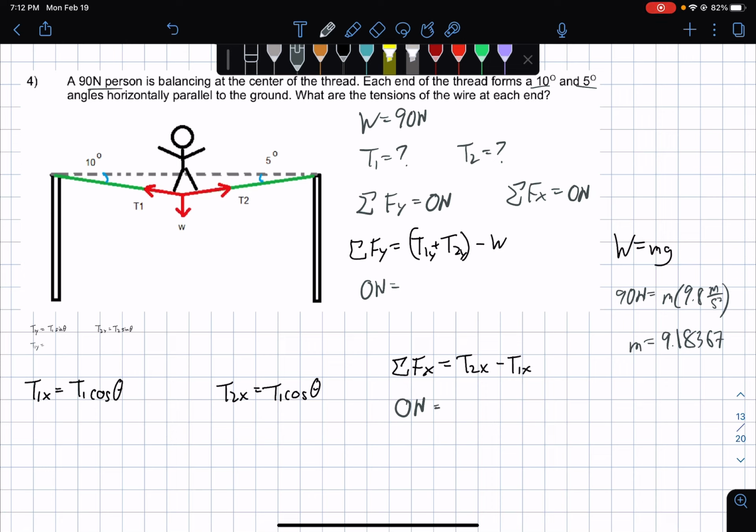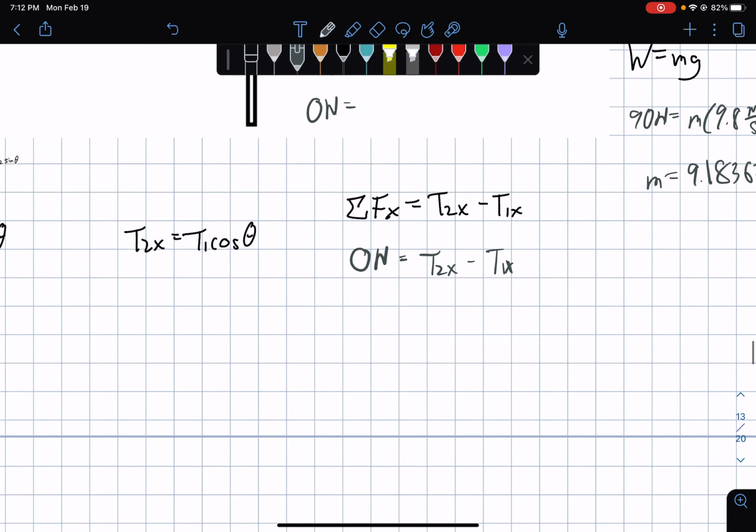Okay. At this point, let's do some algebra. So from here, t2x minus t1x. t1x transpose to the other side, and then we have something like this. Naturally, I think that's true because let's say this is 2 and this is 2. 2 minus 2 is 0. So, yeah, makes sense. 2 is equal to 2.